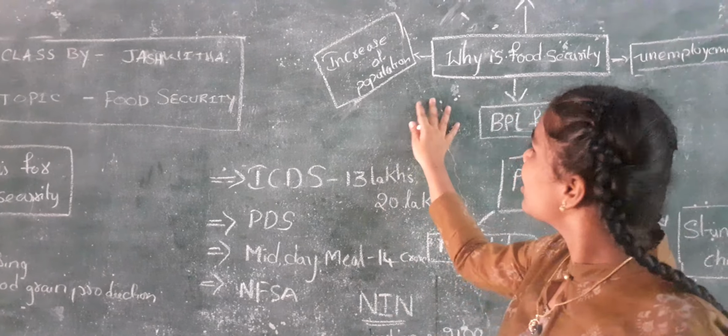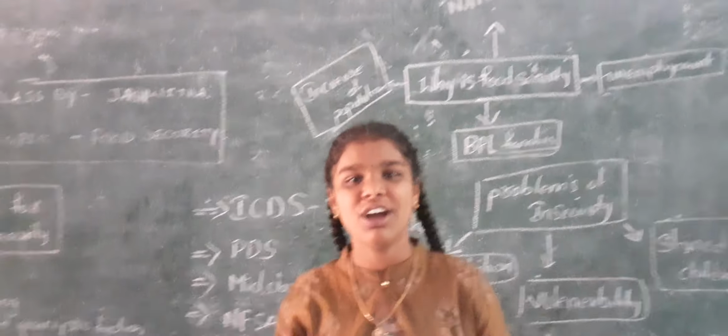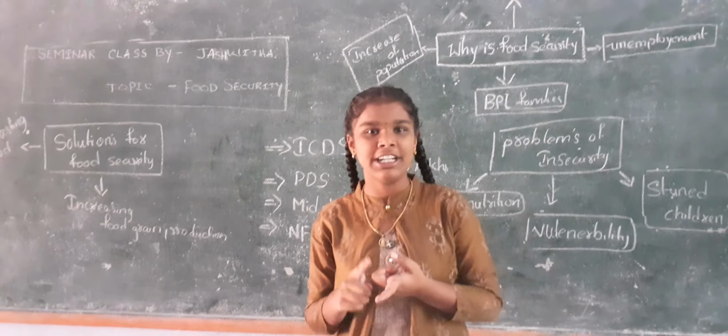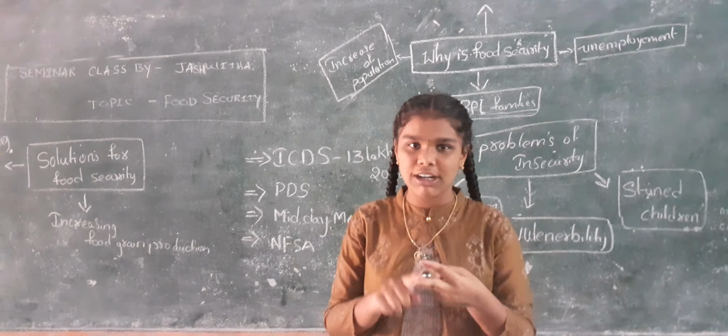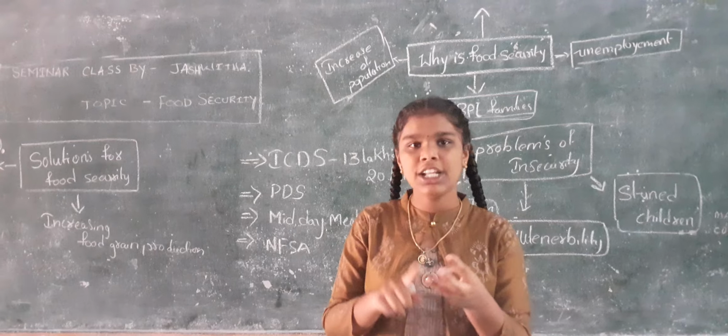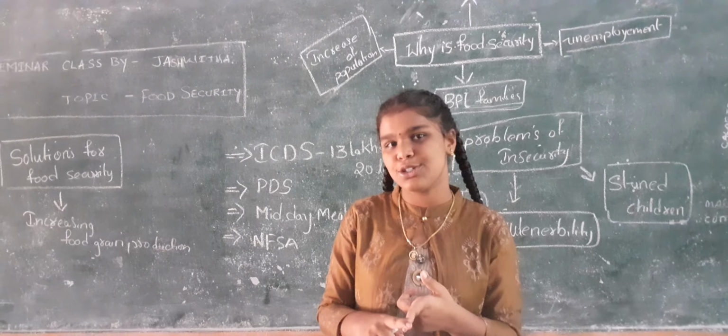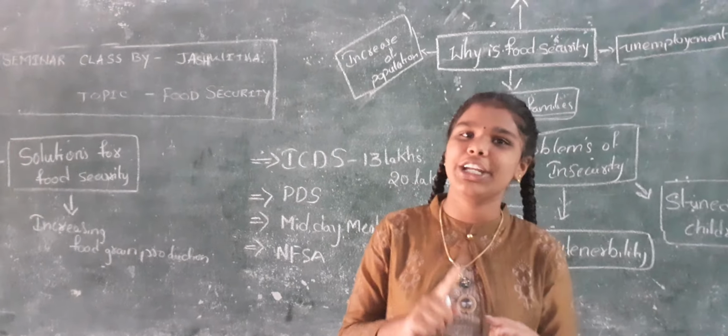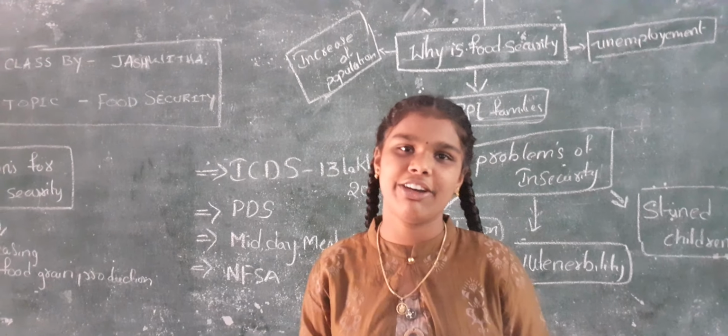Now let us learn what is food security in simple terms. I can say that food security means all people, at all times, have physical, social and economic access to safe, sufficient and nutritious food.